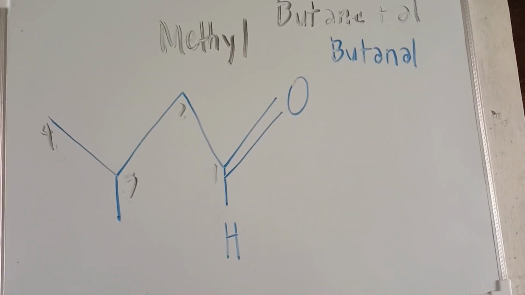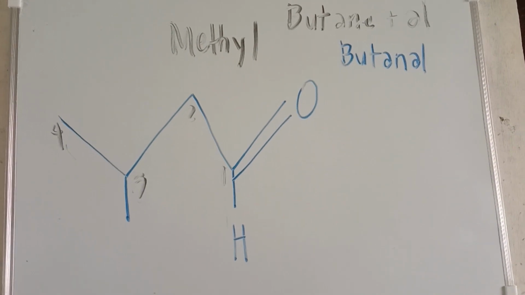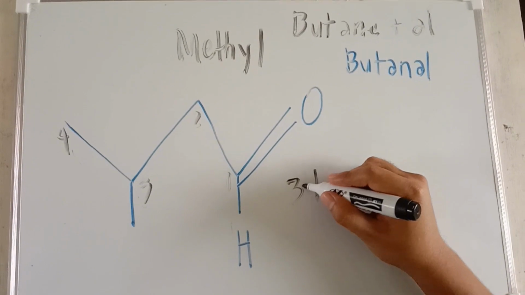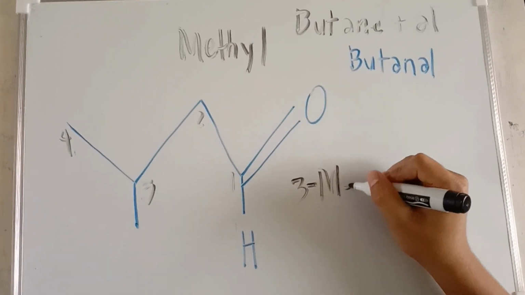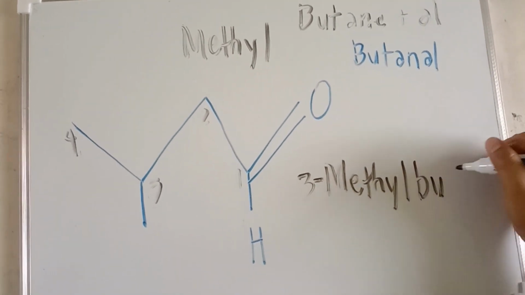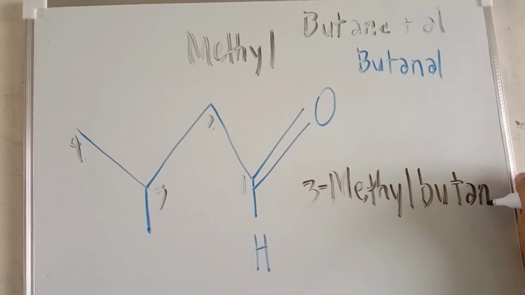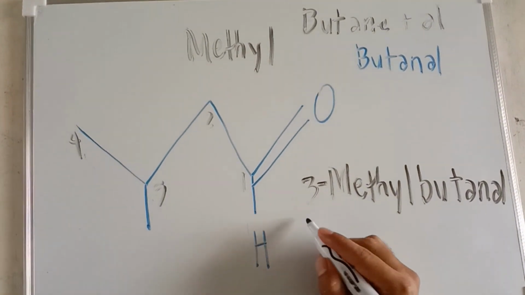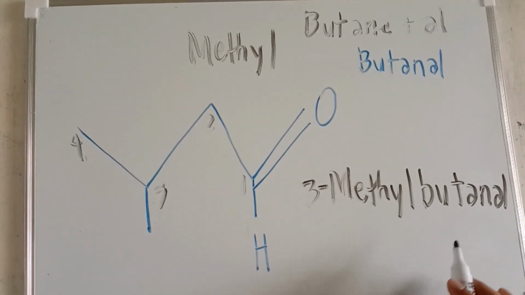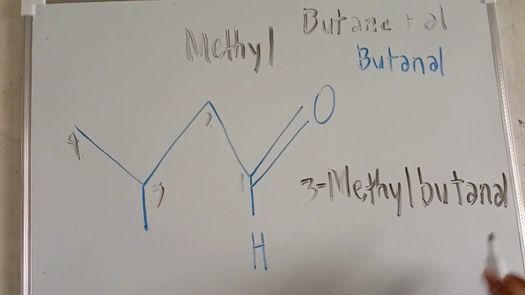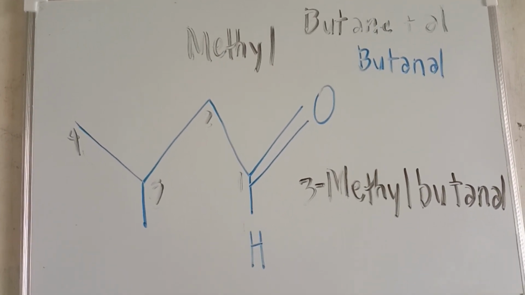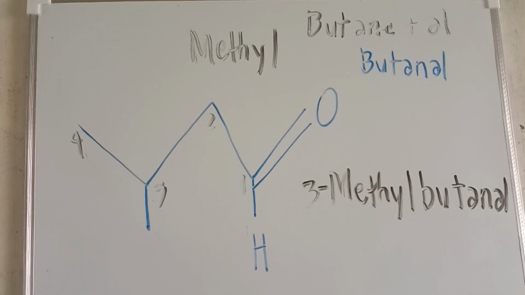So in naming this example line angle structural formula, we have 3-methylbutanal. The 3 indicates that methyl is located at carbon 3, the but indicates that there are 4 carbons, and we add AL to identify that this example is an aldehyde. And we're done.